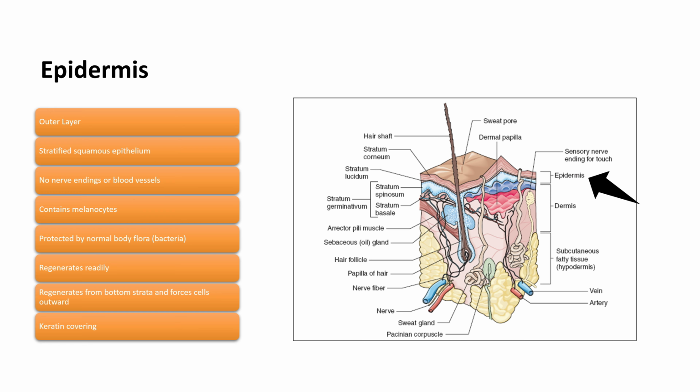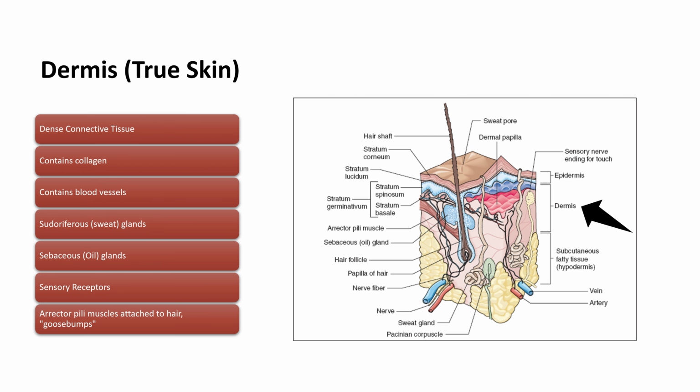Next, you'll see it here in the picture. It is the smallest. It is where the arrow is pointing towards. That is your epidermis. Next, we're going to get into your dermis. This is considered your true skin. And again, you'll see your arrow pointing at your dermis here.